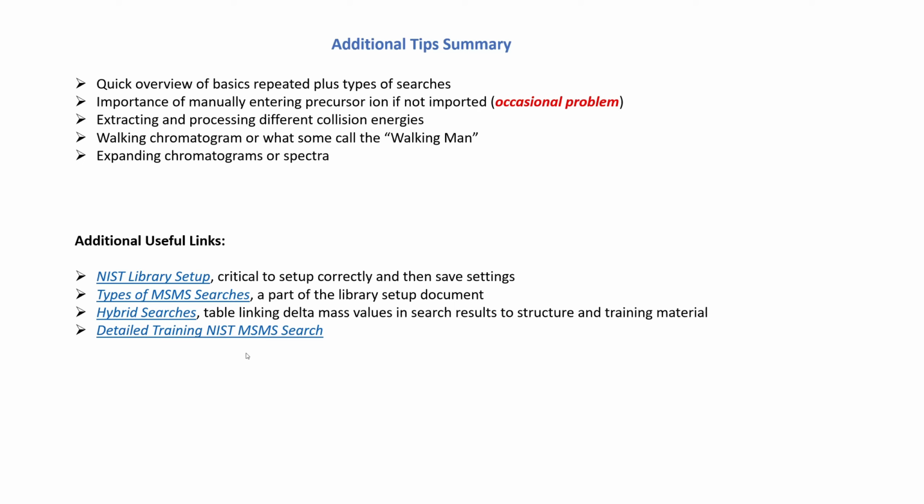The other one of the three searches, the hybrid search, is probably the most difficult to understand, but it's a very good way to increase the coverage of your components in your library that are not found there. By using the hybrid search, it expands on them to allow you to identify things that are not present in the database. There's also a table linking the delta mass value, which is one of the key things returned by the hybrid search, to the structure that might have changed versus what's in the library. And also there's training material on how to use the search and some examples.